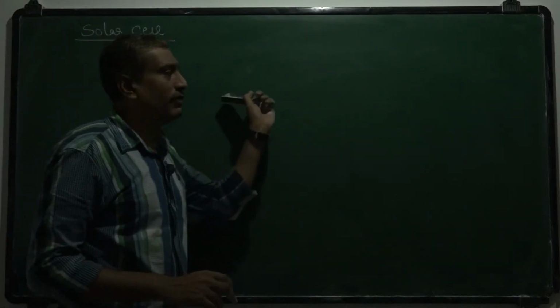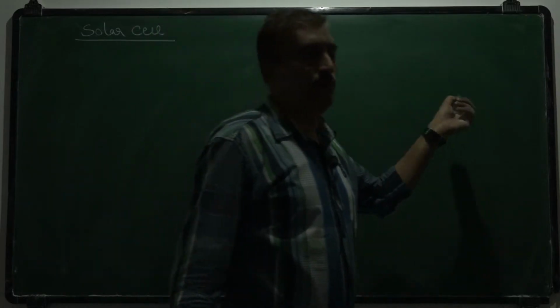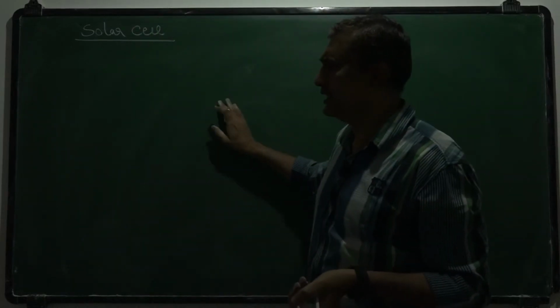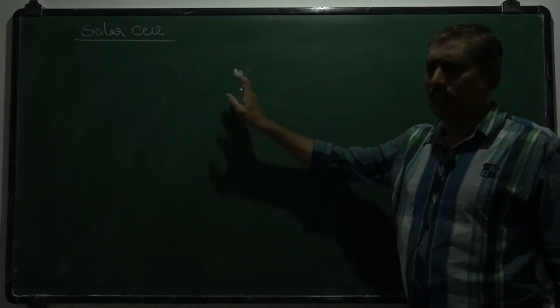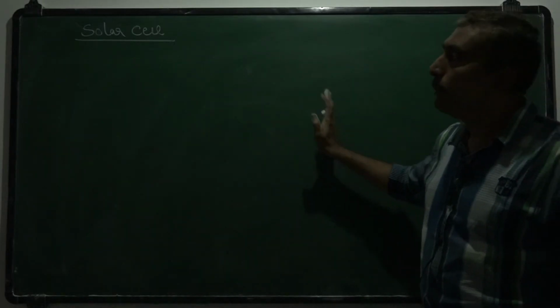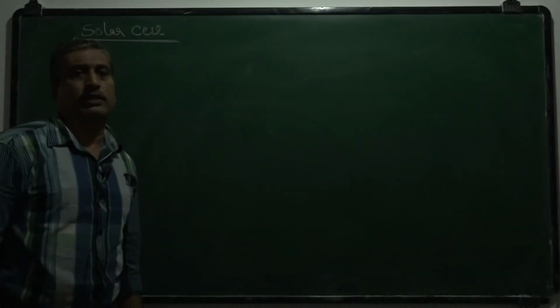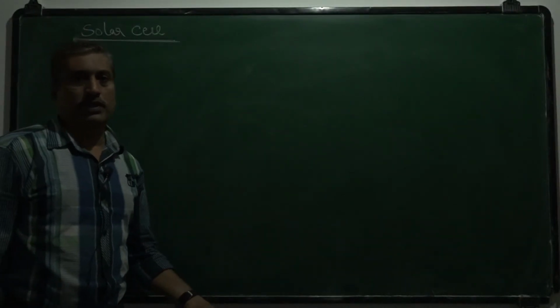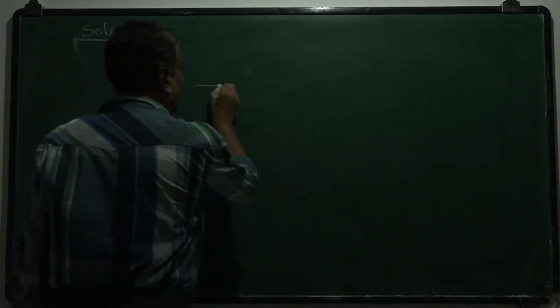Actually, photodiode also converts light energy into electrical energy, but here the solar cell particularly converts solar energy into electrical energy. Solar energy is light energy. So the working principle of the solar cell is also similar to that of PN photodiode only. Okay, actually in photodiode what is it?